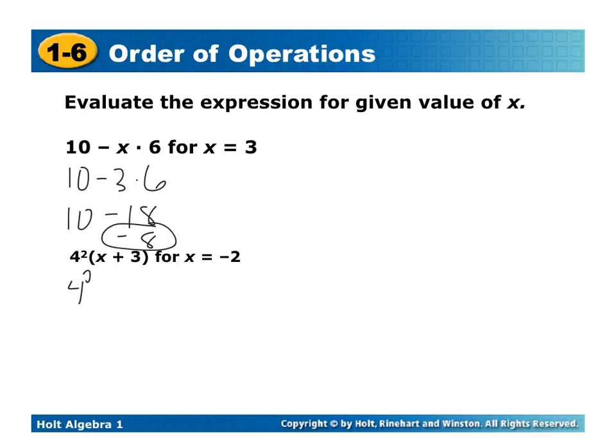So this one's going to become 4 to the second power times negative 2 plus 3. So it's going to be 4 to the second power times negative 2 plus 3 is going to be 1. 4 to the second power is 16 times 1 is going to be simply 16.